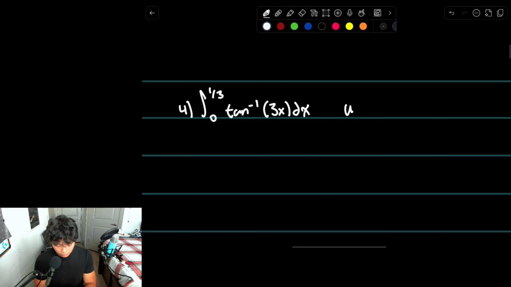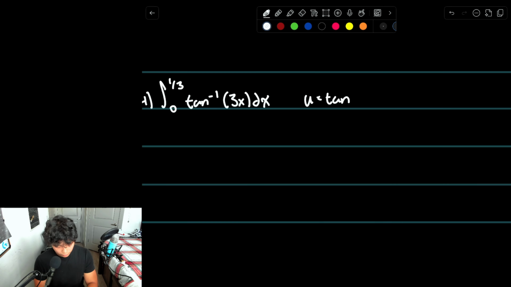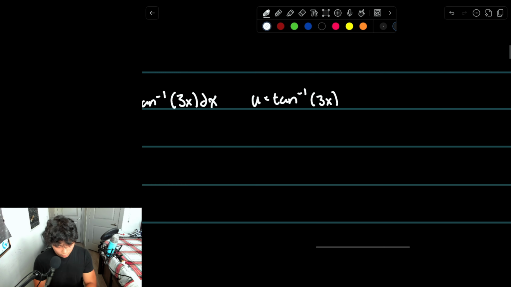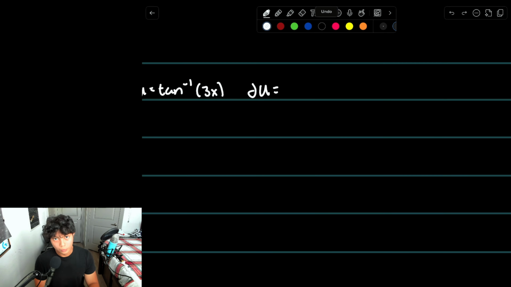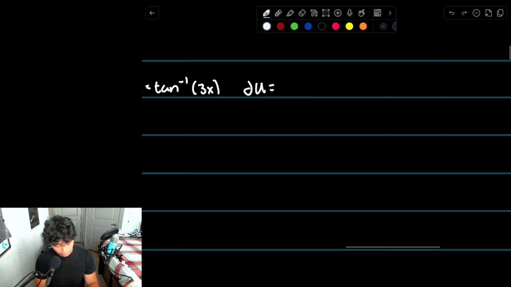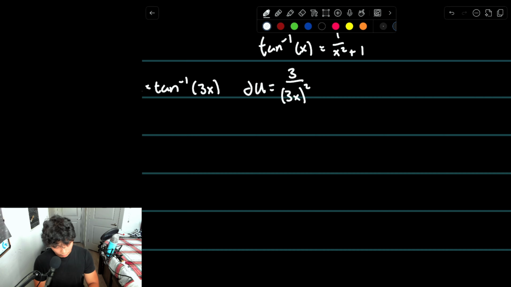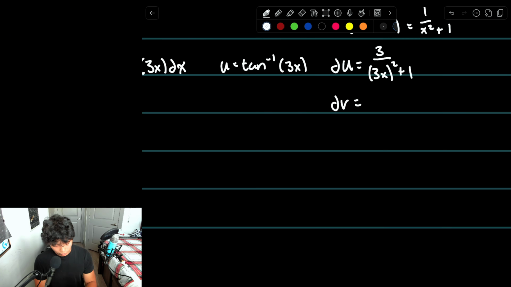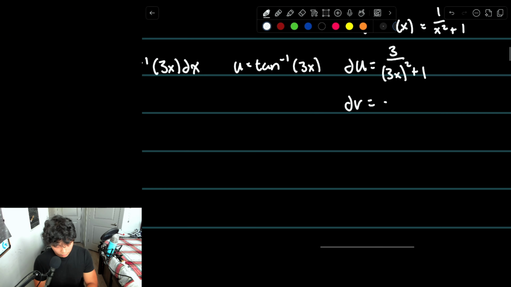So in this case, we'll choose our u to be our inverse trig function, which is inverse tangent 3x, and then our du would just be the derivative of that, which if you don't know your inverse trig derivative identities, just know that the derivative of inverse tangent of x is equal to 1 over x squared plus 1. So using chain rule, we know our answer is going to be 3 over 3x squared plus 1. Now our dv is going to be the rest of it, which is just simply dx. Or you could write 1 dx if that helps as well.